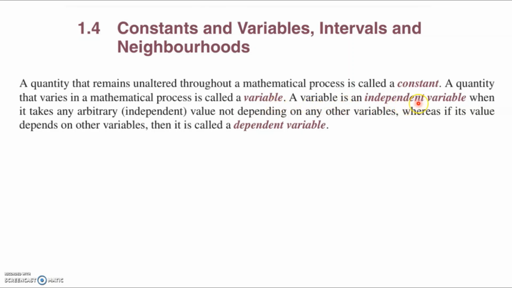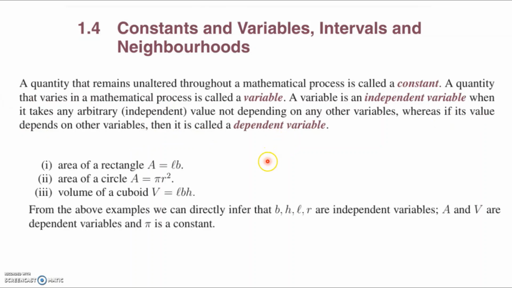A variable is an independent variable when it takes an arbitrary independent value not depending on any other variables. So an independent variable is not dependent on any variable, whereas if its value depends on other variables, then it's called a dependent variable. Let me show you some examples here.